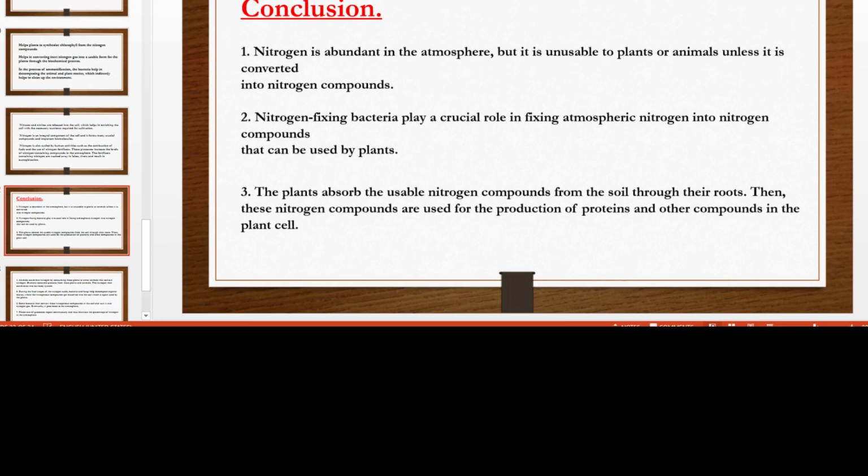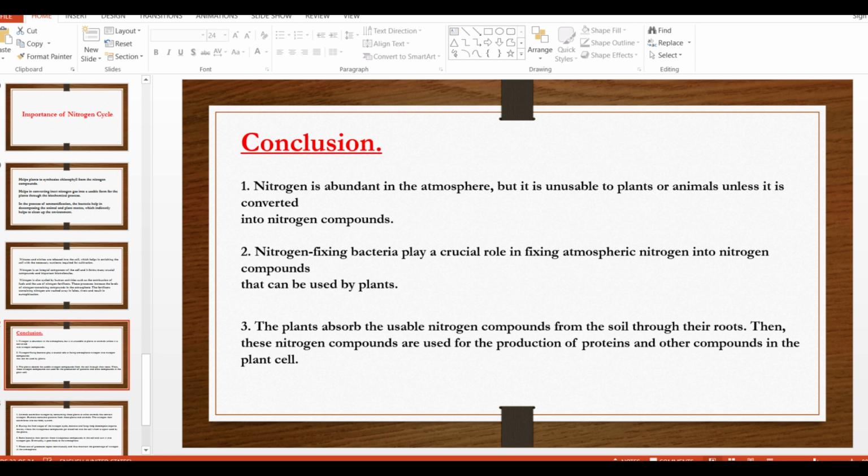Conclusion. 1. Nitrogen is abundant in the atmosphere, but it is unusable to plants or animals unless it is converted into nitrogen compounds. 2. Nitrogen-fixing bacteria play a crucial role in fixing atmospheric nitrogen into nitrogen compounds that can be used by plants.